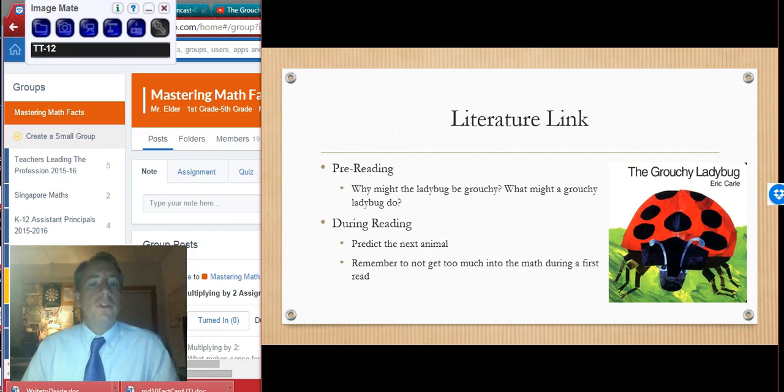So one of the things you might ask kids in advance would be, why might this ladybug be so grouchy? You know, what would a grouchy ladybug do? What do you do when you're grouchy? What kind of things go on? So as we listen to this reading here in just a moment, we're going to go to YouTube to watch it today and do it a little differently.